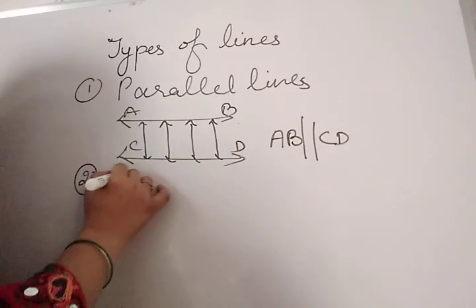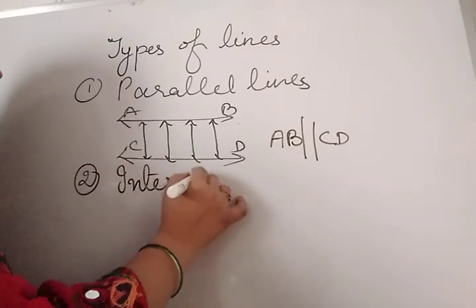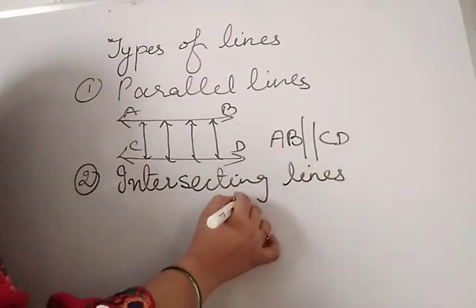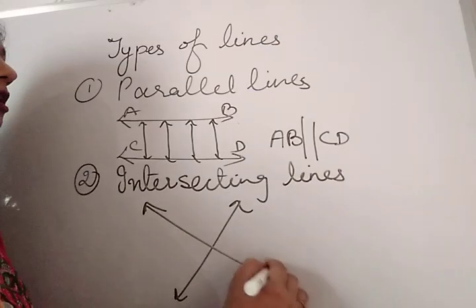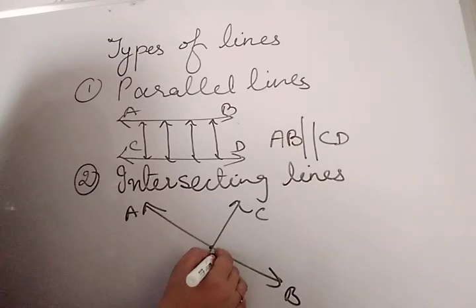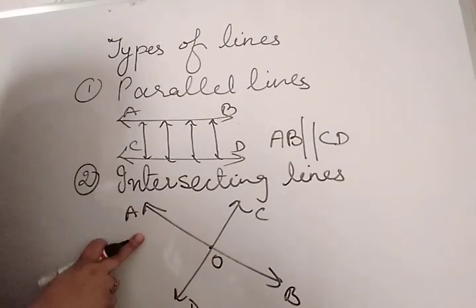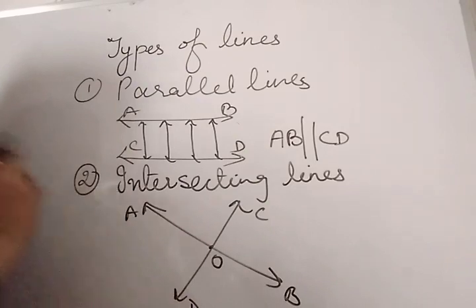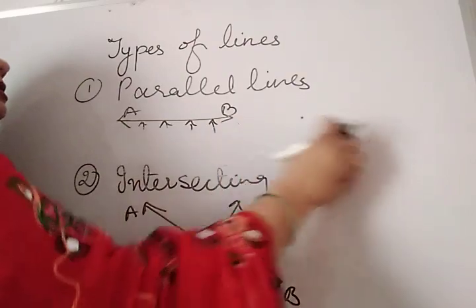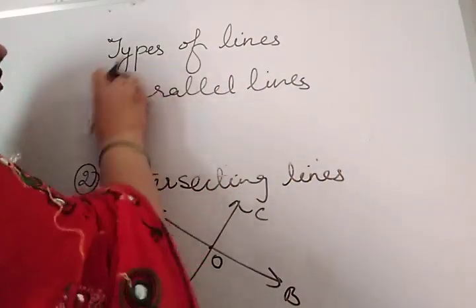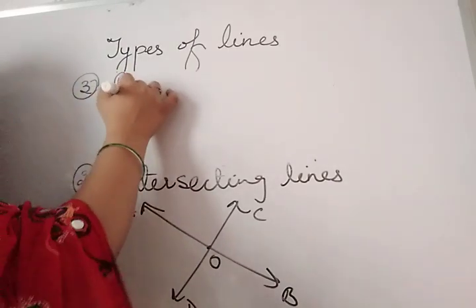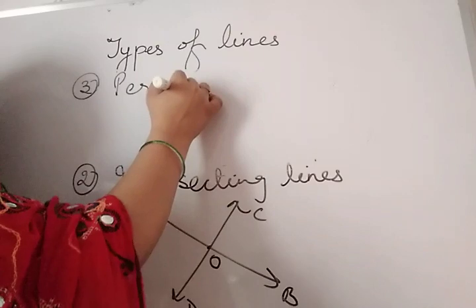Now the second is intersecting lines. The lines which intersect each other at a point. This is line AB and CD, they are intersecting each other at point O. So such kind of lines are said to be intersecting lines. Now if the lines intersect each other at 90-degree angle, then they are said to be perpendicular lines.